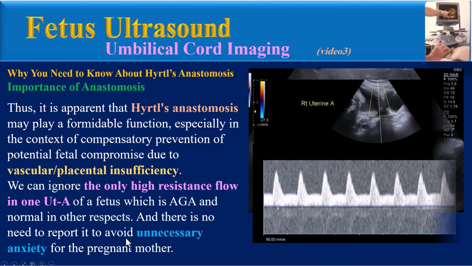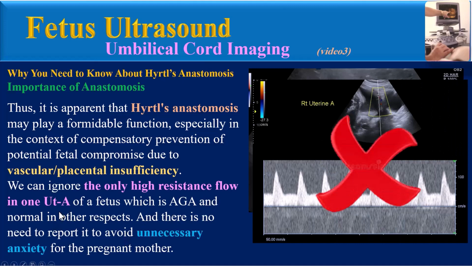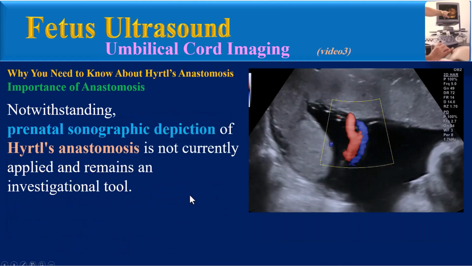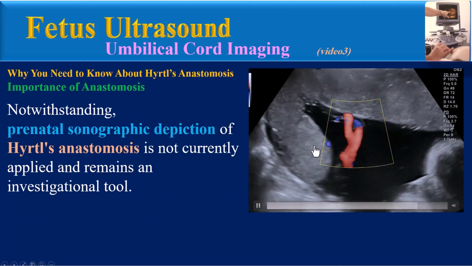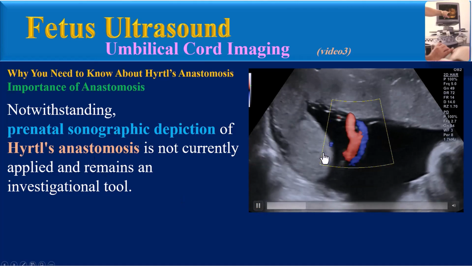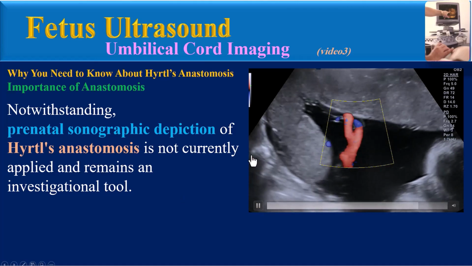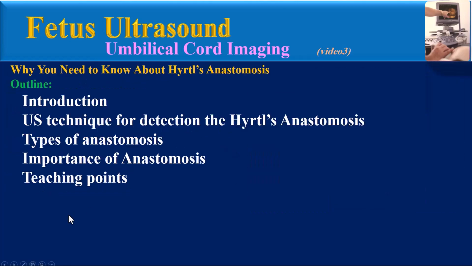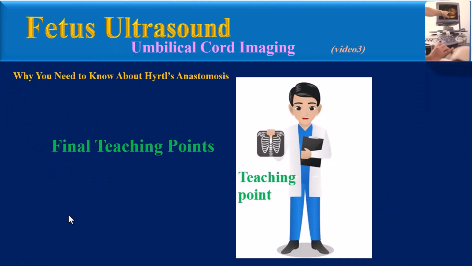So, we can ignore the high resistance flow in only one uterine artery of a fetus which is appropriate for gestational age and normal in other respects, and there is no need to report it, to avoid unnecessary anxiety for the pregnant mother. Notwithstanding, prenatal sonographic depiction of Hyrtl anastomosis is not currently applied and remains an investigational tool. Now, please pay attention to these final teaching points.